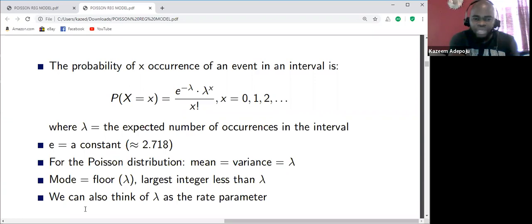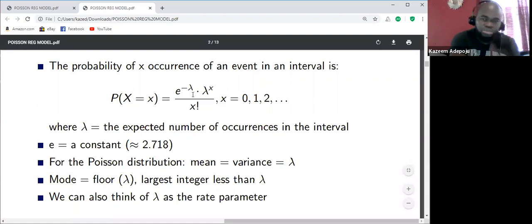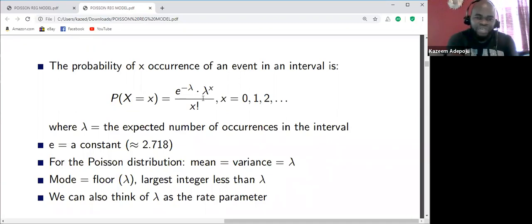Therefore we can say that lambda is the only parameter of a Poisson distribution. If I want to obtain the probability of occurrence of an event in an interval, then I need to be given lambda. Therefore lambda is a rate parameter of the Poisson distribution. So I need to be given that, or I need to estimate that, if I want to figure out the probability of the occurrence of an event in an interval.